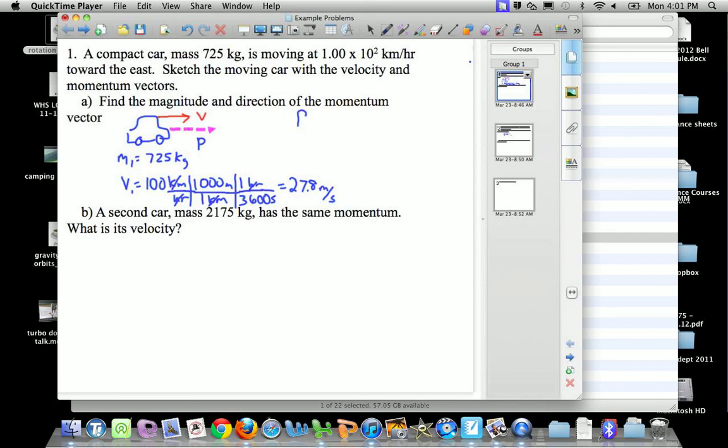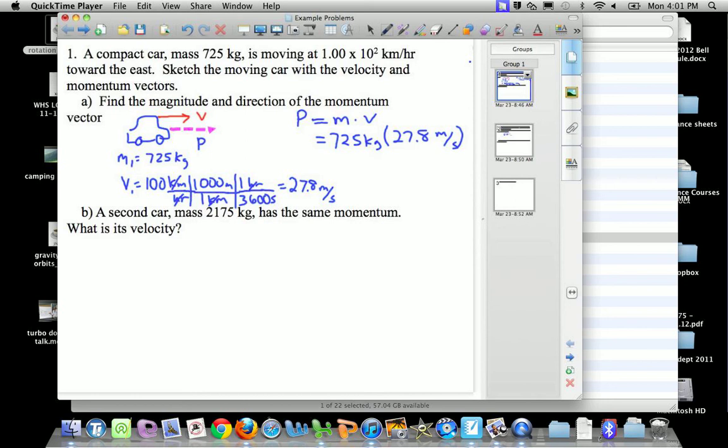Now we're ready to calculate the momentum. Remember, your formula for momentum is p, where p stands for momentum, equals m times v, or mass times velocity. So we're going to multiply the mass of the car, or 725 kilograms, times the velocity of the car, which we just calculated as 27.8 meters per second, and we will get our momentum in kilogram meters per second.